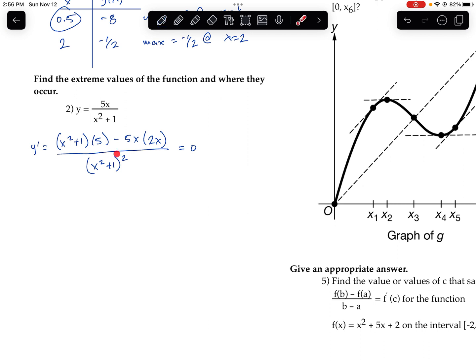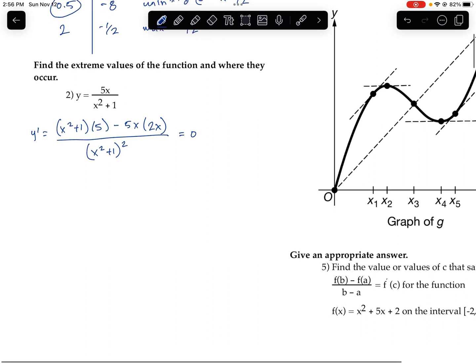Or whenever it's undefined. I don't think that this expression, the derivative, is ever going to be undefined, because the denominator will never be equal to 0. X squared will always be 0 or positive, and so this part right here can never equal -1, and if this never equals -1, the denominator never equals 0. And so really all that matters is the numerator.